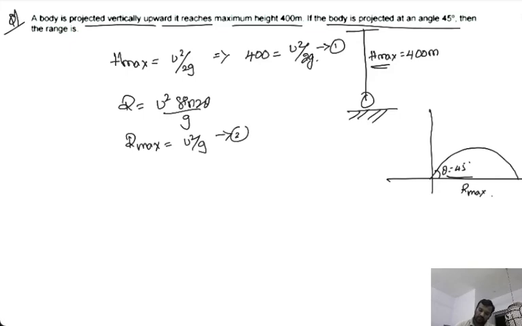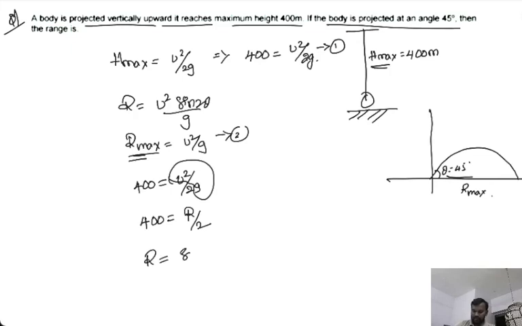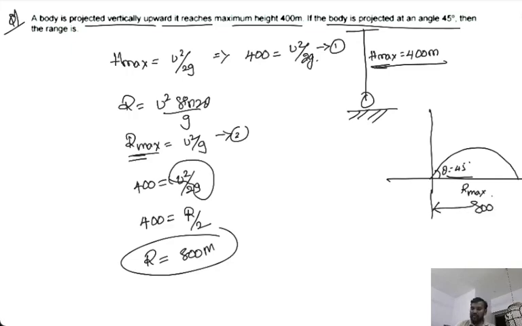So u square by g value is R max. Then 400 is equal to u square by 2g. In this, in the u square by 2g place, you write R max. Then 400 is equal to R divided by 2. Then range R is equal to 800 meters. So in the first diagram H max is 400 meters. In the second diagram you observe the range is 800 meters traveled.